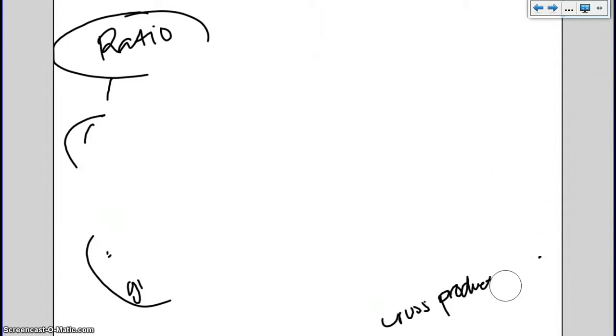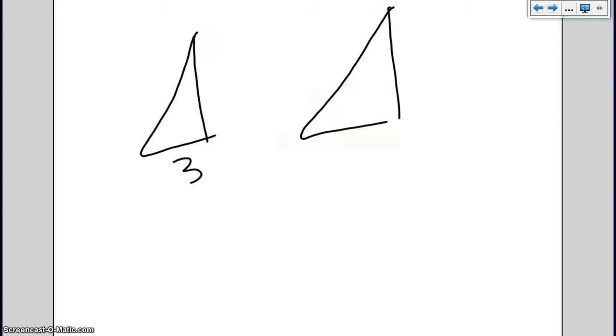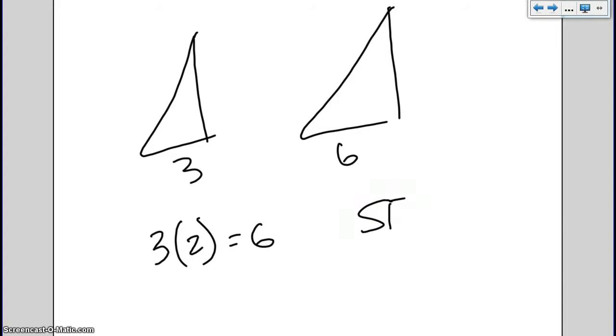I'm going to clear something up because some of you are still confused. When I had a triangle, it looks like this, and this was a 3, and this was a 6, and I asked you 3 times a number gives me 6, and all of you could say 3 times 2 gives me 6. So when they ask you for the scale factor, you would have said 2.